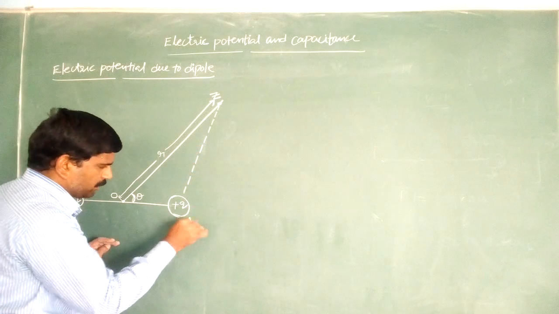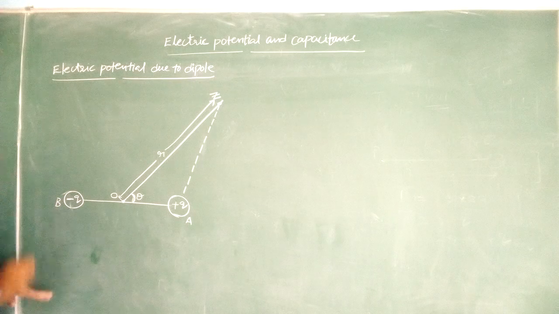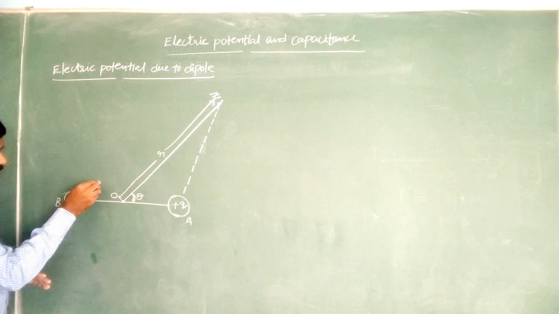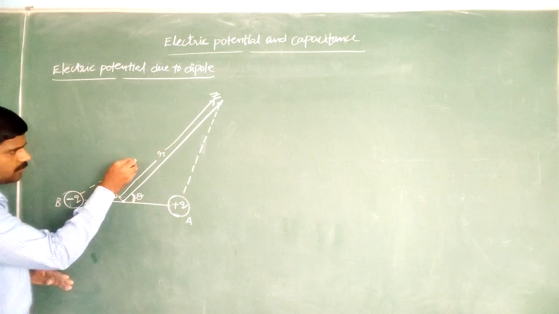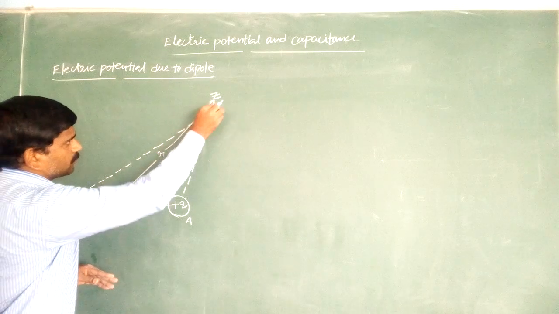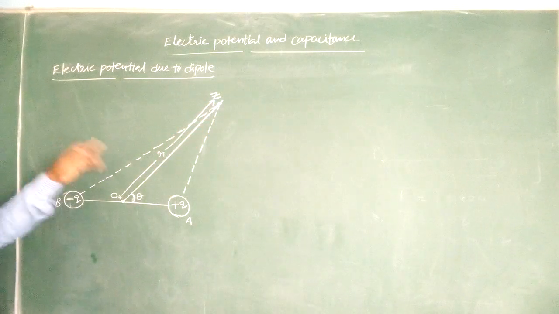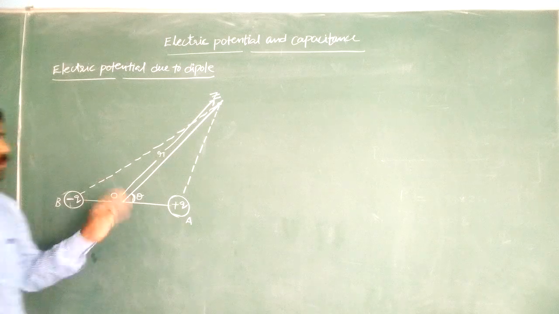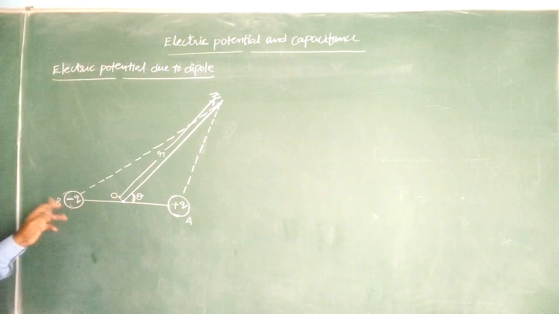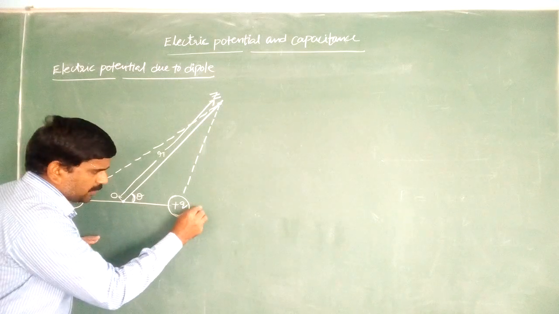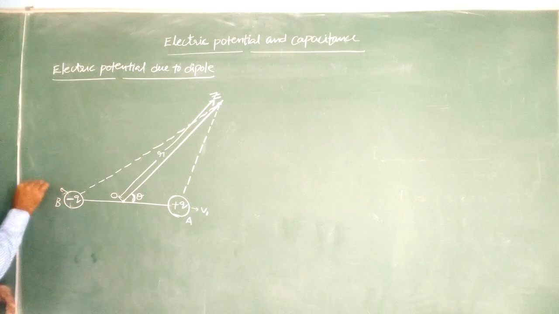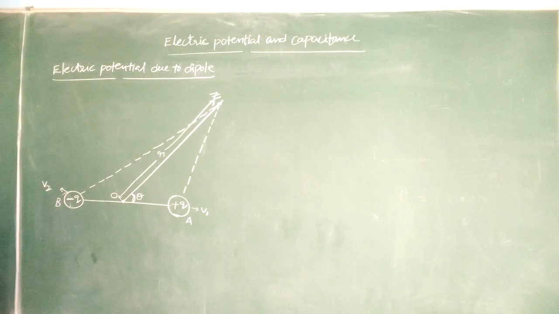I am giving names: this is A and this one is B. Here this distance is BZ, and this is the AZ distance. So first of all, write the electric potential due to the positive and negative charges. Due to the positive charge I am taking electric potential as V1, and due to the negative charge I am taking electric potential as V2.